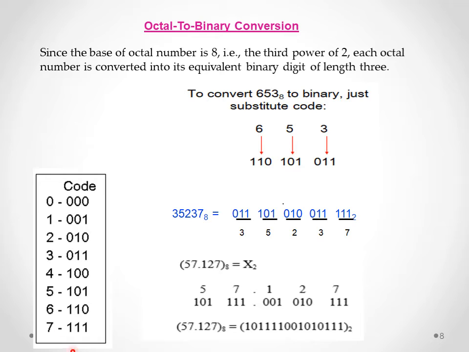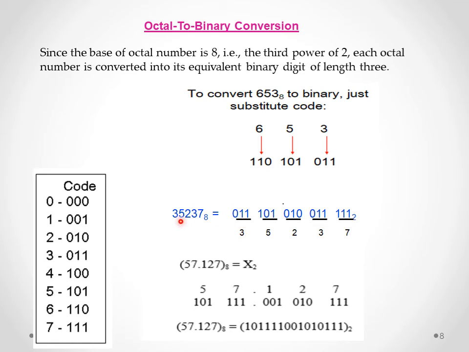So we have to apply these codes directly to the given input. That's all for octal to binary conversion. So first, 6 is equal to 110. I'm writing here, 5 is equal to 101 and 3 is equal to 011. Now I am writing this, and this is our answer. That's all.